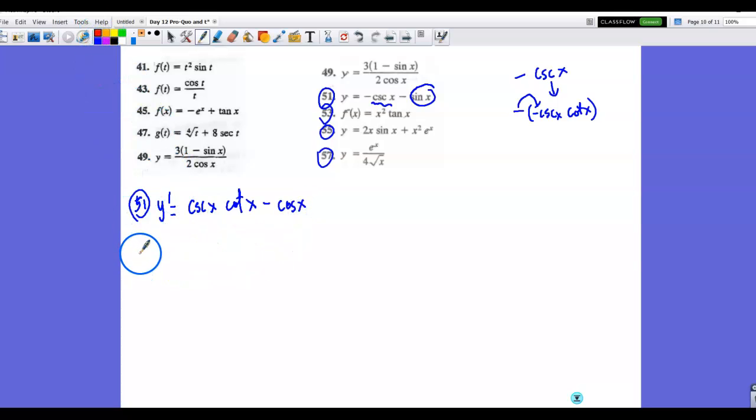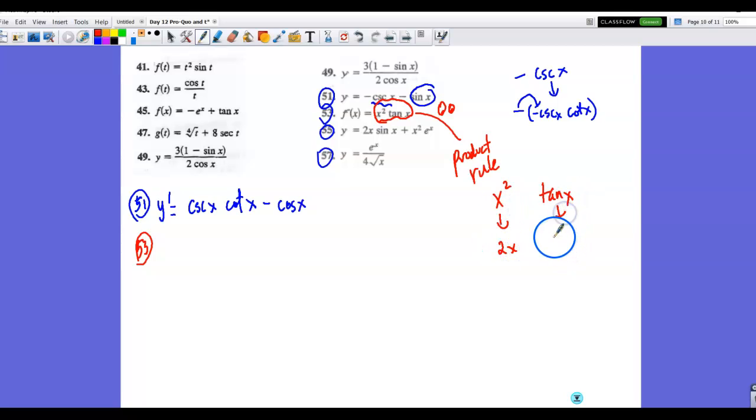Number 53. In number 53, we're going to use our math eyes to examine, and hopefully you see what I call a squishy product. That is x squared multiplied by tangent x. So a product will always need the product rule, unless you can make it not a product. All right, so the first function is x squared. The second function is tangent x. The derivative of x squared is 2x, and the derivative of tangent x is secant squared x.